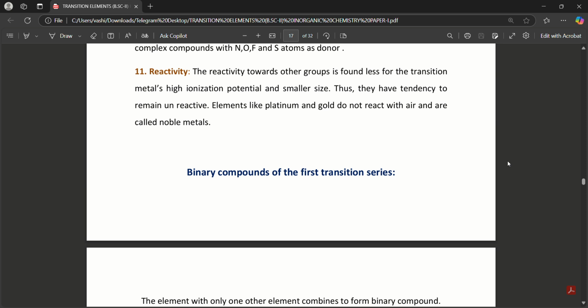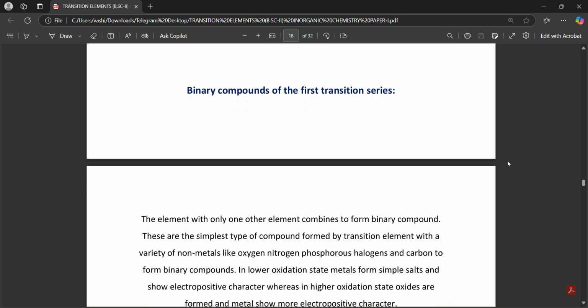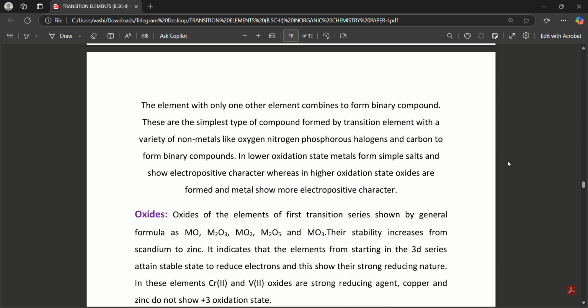Reactivity. The reactivity towards other groups is found to be less for the transition metals due to high ionization potential and smaller size. Thus, they have a tendency to remain unreactive elements. Elements like platinum and gold do not react with air and are called noble metals.